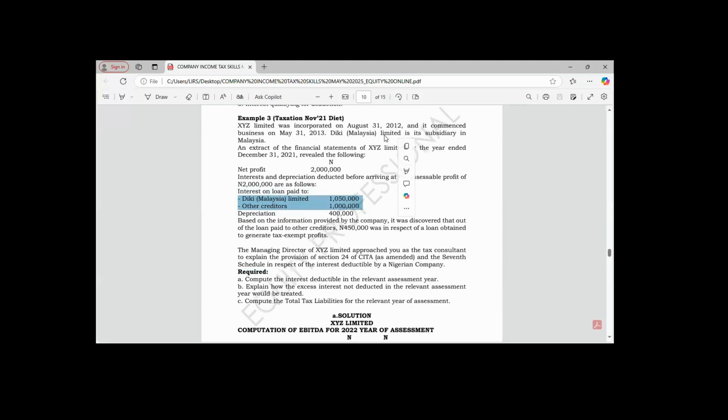So that means there is a related party transaction between SYZ Limited and its subsidiary, DK Malaysia in Malaysia. That tells you that interest on loan should be restricted to 30% of EBITDA. And what is our EBITDA? Earnings before interest, tax, depreciation, and amortization. So this will be restricted to that.